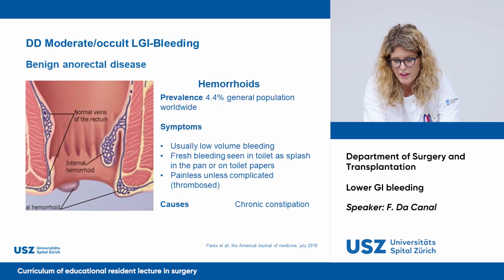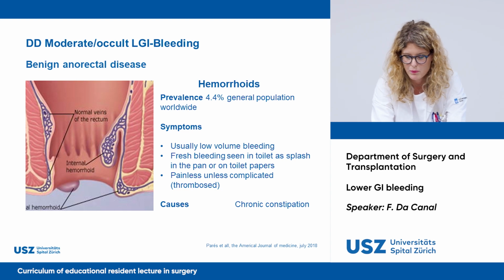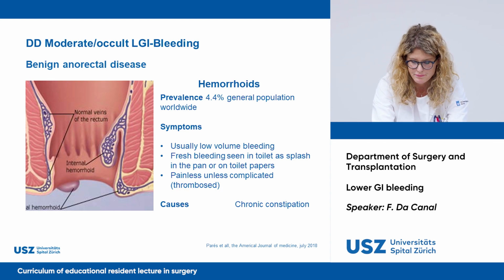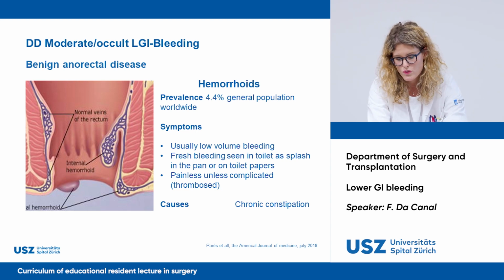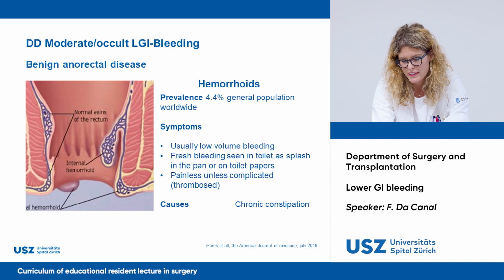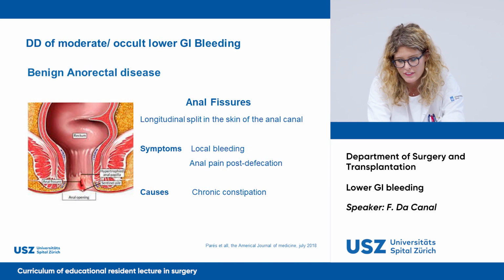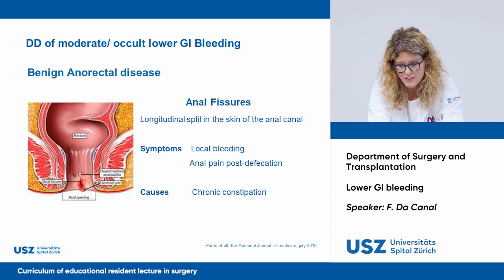The prevalence of hemorrhoids is about 4.4% in the general population worldwide, and that's why hemorrhoids are one of the most common causes of lower GI bleeding. Usually low volume, fresh bleed seen in the toilet as a splash in the pan or on toilet paper. They are generally caused by chronic constipation. Anal fissures are usually longitudinal splits in the skin of the anal canal, presenting with painful defecation, with streaks of fresh blood over the stool.